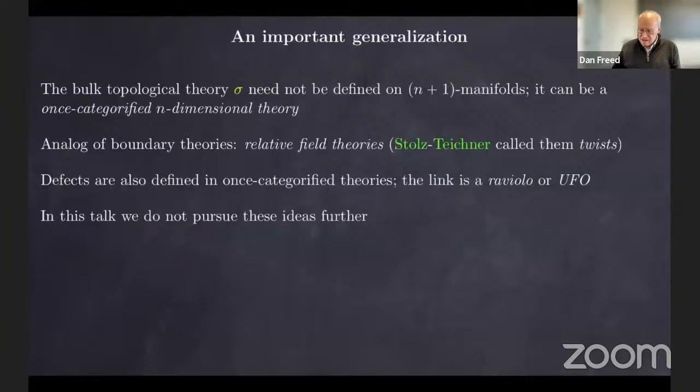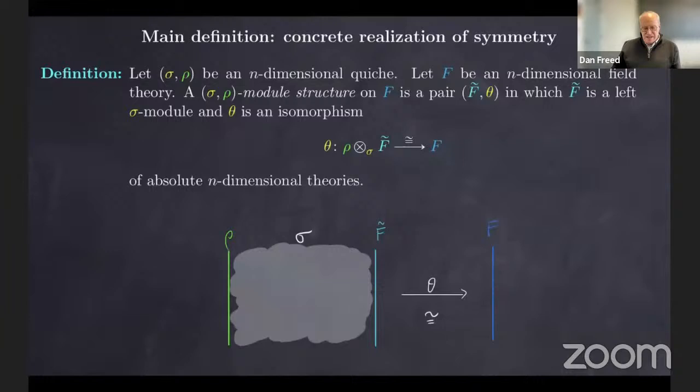Okay, so let me go then to the second part of the definition. The first part is this abstract notion, this quiche, this pair sigma rho. So that has a dimension, we're calling it an n-dimensional quiche, but remember sigma is either a full n plus one dimensional topological theory or this truncated version of once categorified n-dimensional theory. And now what's it going to act on? Well, it's going to act on an n-dimensional quantum field theory. So that's this F, that's what we want to act on. That's analogous to the vector space we were acting on in the algebra case.